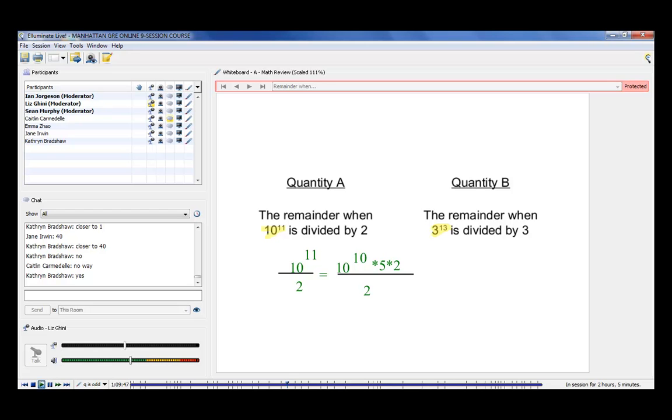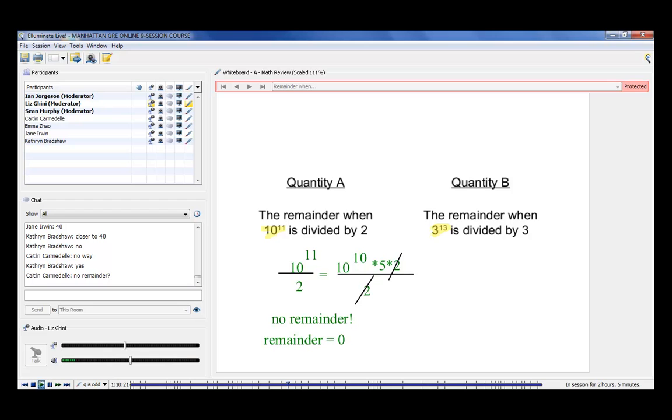Anybody remember what's the remainder? Okay, so I just cancel these 2's. What's the remainder? What's left over? All right, Caitlin, you're typing. Tell us, what's the remainder? No remainder, exactly, no remainder. And when there's no remainder, that's a remainder equals 0.